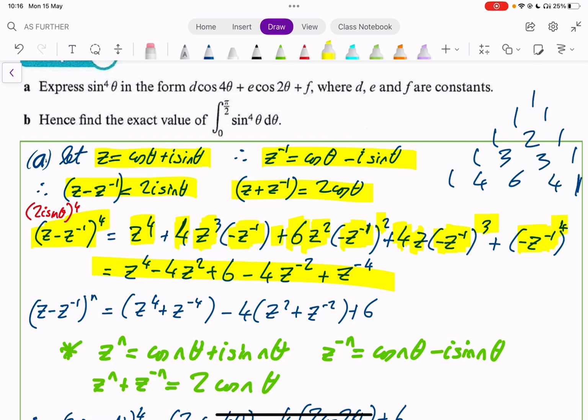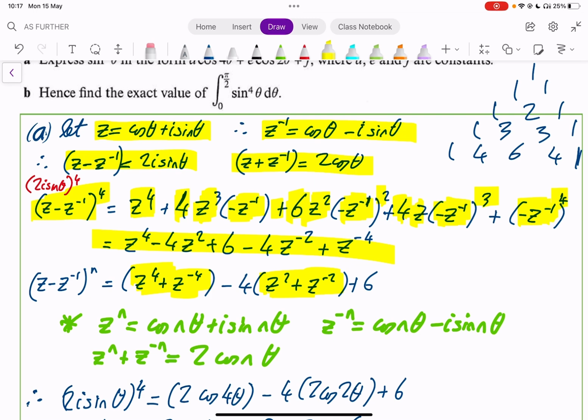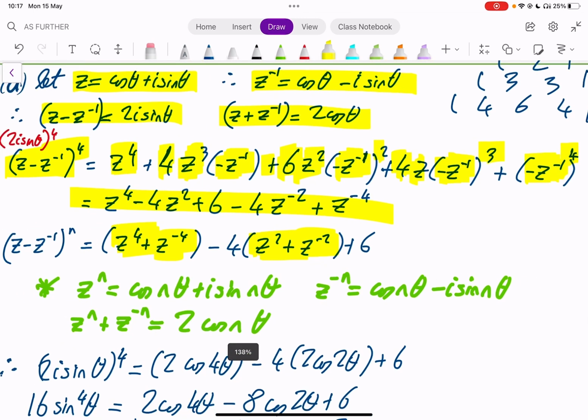The next thing you want to do is group these. Put in a bracket your z to the 4 and z to the minus 4, so they're together. You've also got the same with your z squared and z to the minus 2, and then you've got a plus 6 on the end. Where this next bit comes from came up in the last video too. We know z is cos theta plus I sin theta, so by De Moivre's, z to the power of n is cos n theta plus I sin n theta, and z to the power of minus n is cos n theta minus I sin n theta. If we add those, we get z to the power of n plus z to the power of minus n is 2 cos n theta.